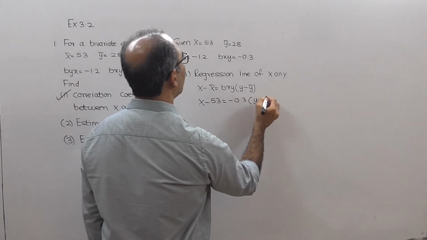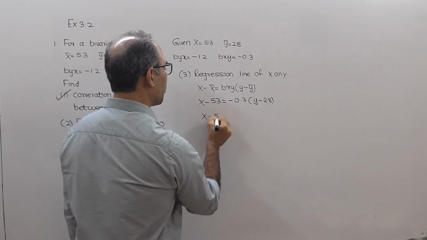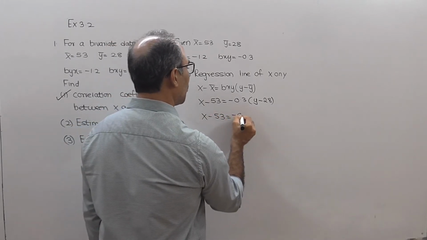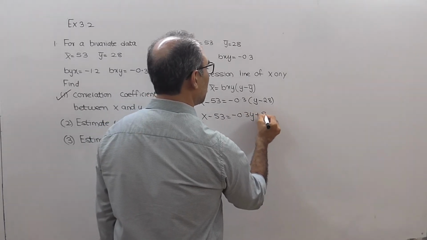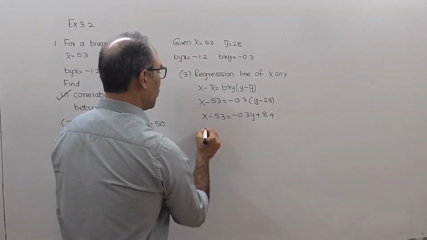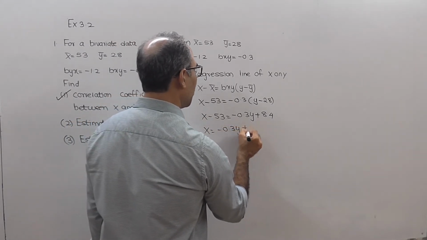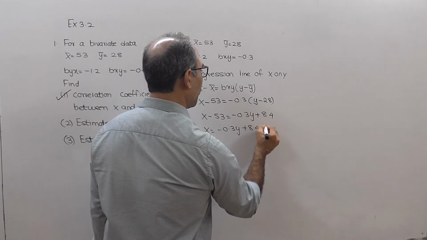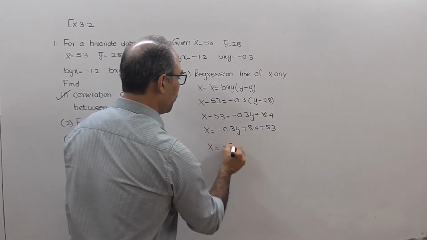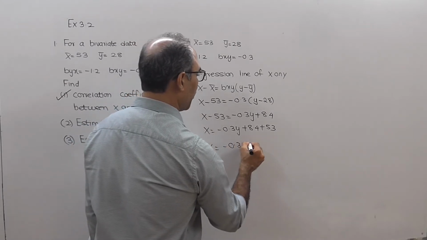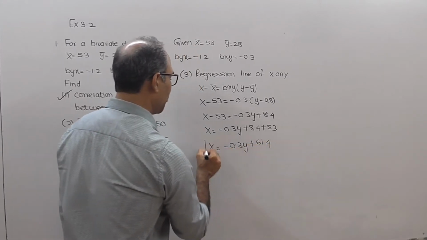bxy is minus 0.3, y minus 28. x minus 53 equal to minus 0.3y plus this will be 8.4, x will be equal to minus 0.3y plus 8.4 plus 53. So x will be minus 0.3y, 53 and 8, which is 61. I get it as 61.4.